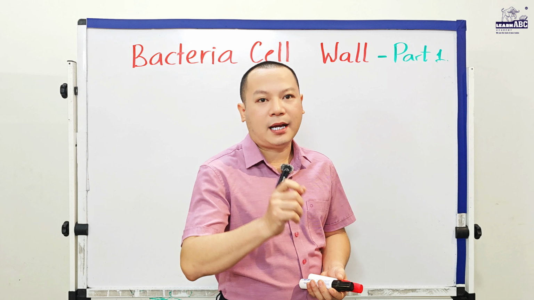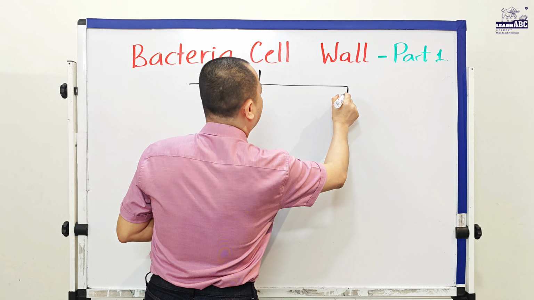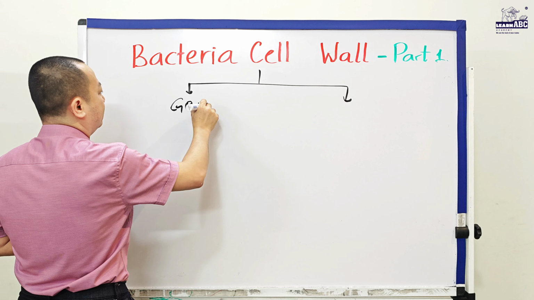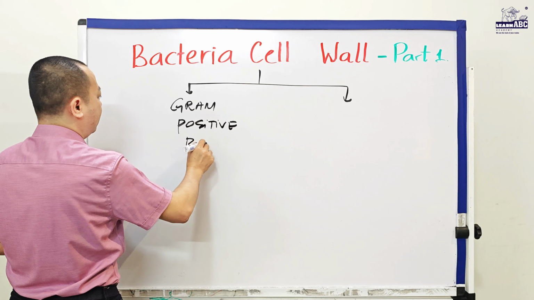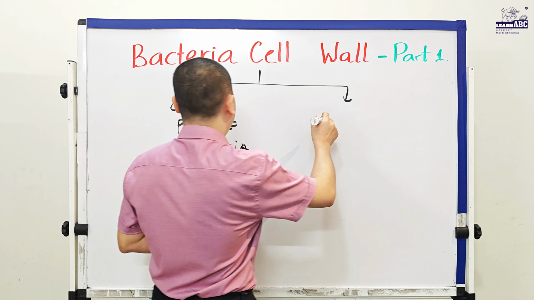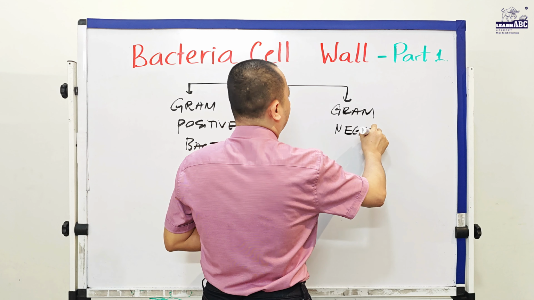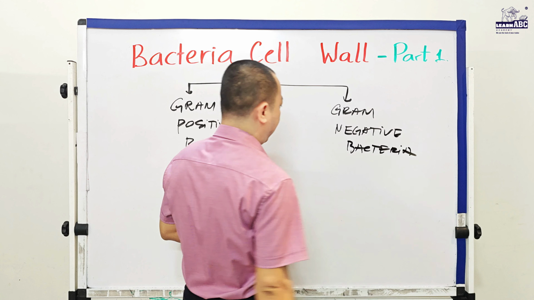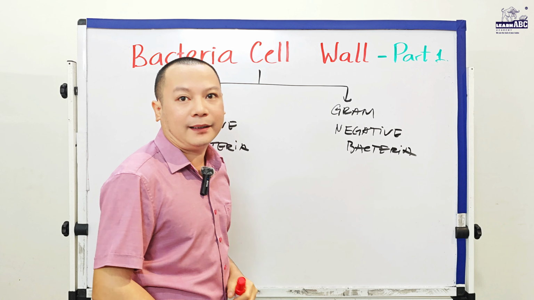You know already bacteria has two types. Number one, we have gram-positive bacteria, right? Gram-positive bacteria. And second, we have gram-negative bacteria. Okay, so what is the difference between the gram-positive and gram-negative bacteria?